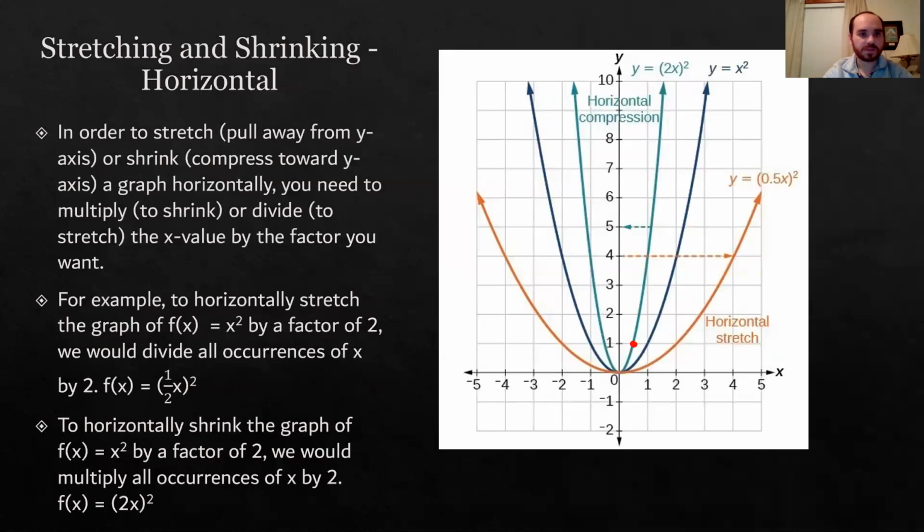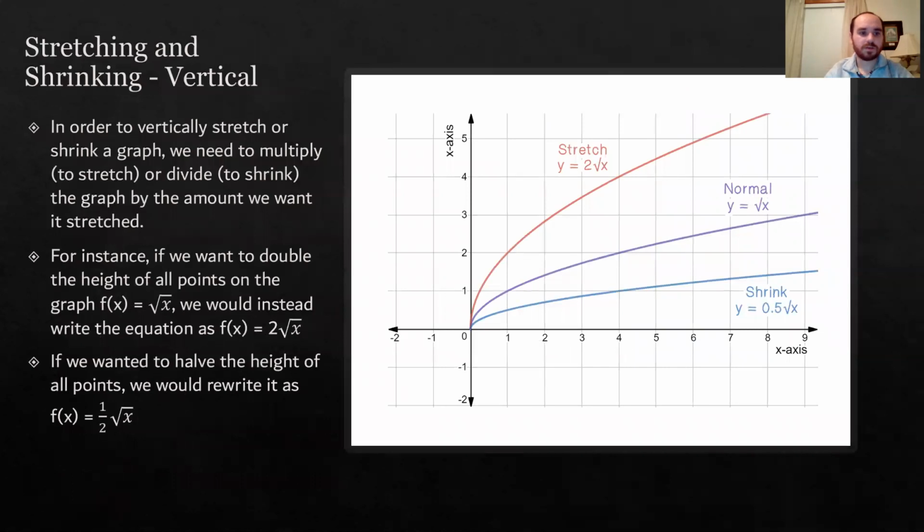What I would write down for this one, for stretching and shrinking in the horizontal direction: if you want to stretch it by a factor of 2, you divide all occurrences of x by 2. And if you want to shrink it in the horizontal direction by a factor of 2, you multiply by 2, just the x specifically. So in this one, you can also think of it as replace x with, in this case, 2x. And then the vertical one, in this case, we'd multiply the entire equation by whatever we want to shrink it by.